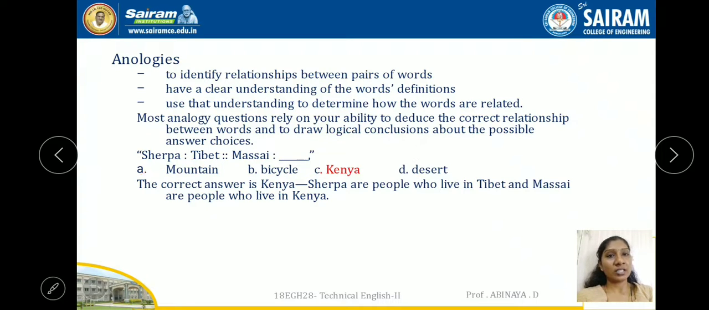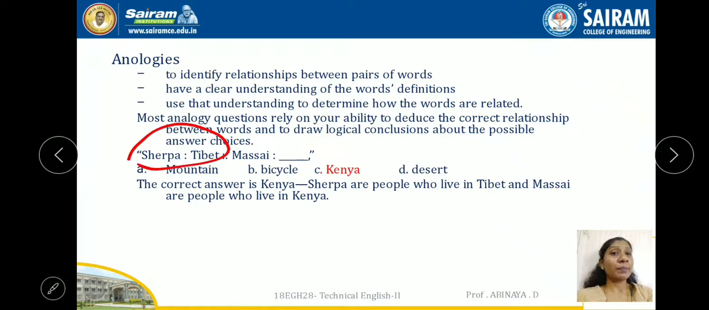So what is this relationship? Sherpa is the name of a people who live in Tibet, and Maasai is the name of a people who live in Kenya, right? Obviously bicycle won't fit, desert will not, and mountain: are the Maasai people who live in a mountain? What are Tibet and mountain related to? Nothing. So like this, you can go for the logical relationship between two words, right? This is what the analogy is.